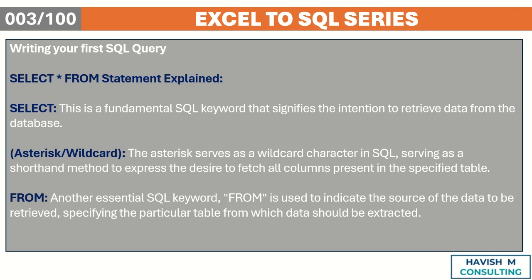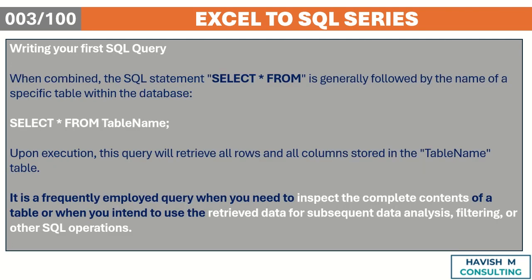Now, when I explained the asterisk, I said from the table, and that is what the third part of the statement is, which is from, which is to indicate the source of the data to be retrieved, specifying the particular table from which data should be extracted. So typically the statement would look like this: select, asterisk, from, and table name. In our case, the table name is orders_compact.